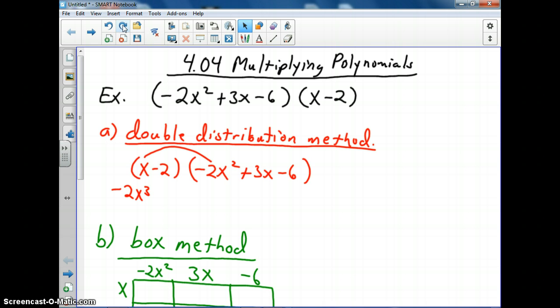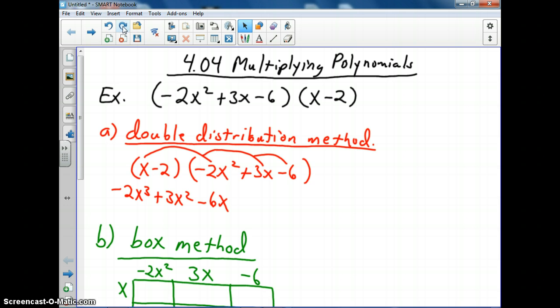What's x times 3x? 3x squared. That's what you're going to see. Now what's x times -6? -6x. That's what you're going to see. -6x. Makes sense?